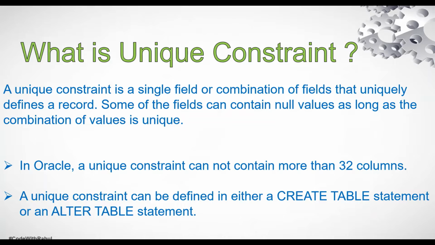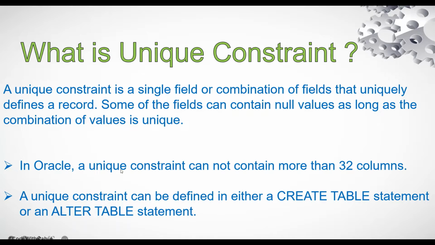A unique constraint is a single field or combination of fields that uniquely defines a record. Some of the fields can contain null values as long as the combination of values is unique. This is a very important point you have to remember: whenever we create a unique constraint, the user will not be able to insert duplicate values, but he will be able to insert null values in the unique key. And there are some properties of a unique key.